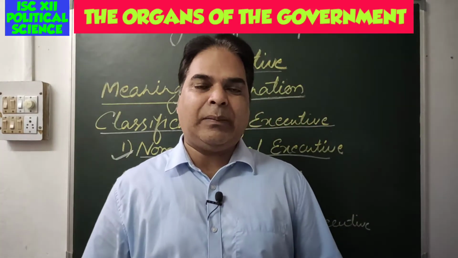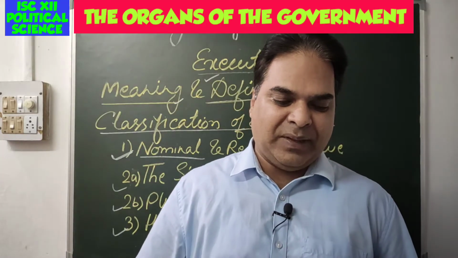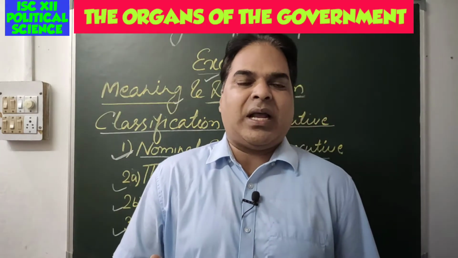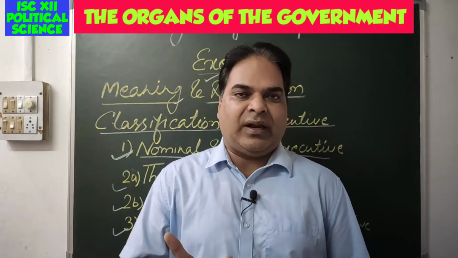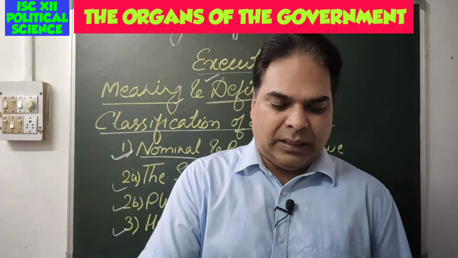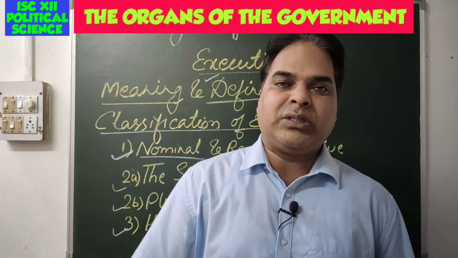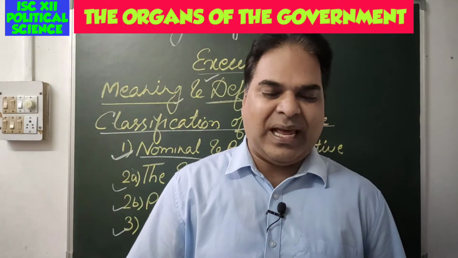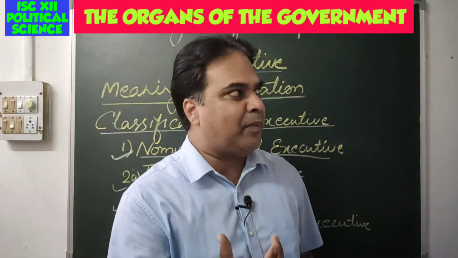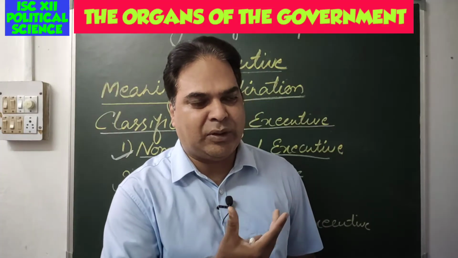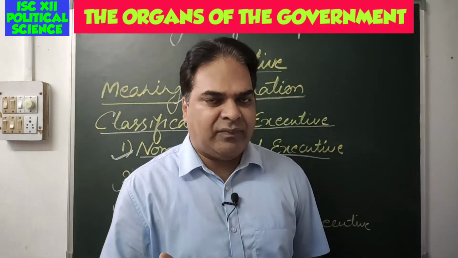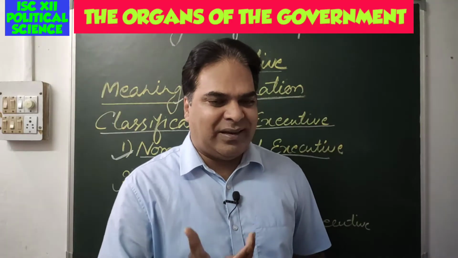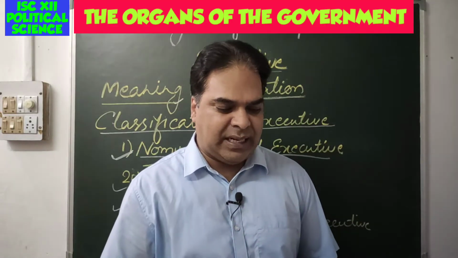The monarch in the British parliamentary system is a figurehead. The monarch of Britain in a parliamentary system is a figurehead, okay, and the real power lies with the prime minister and the cabinet. I can give you the example of Bhutan also. Bhutan is a monarchical democracy. The monarch of Bhutan is the nominal head of the country, okay, whereas the real power lies with the prime minister and the council of ministers.